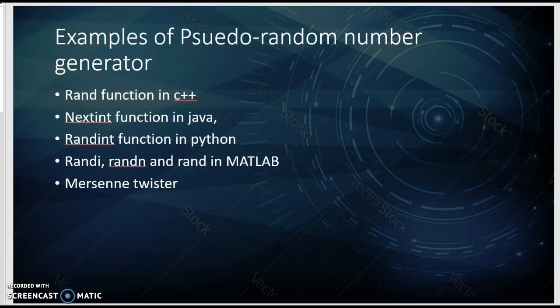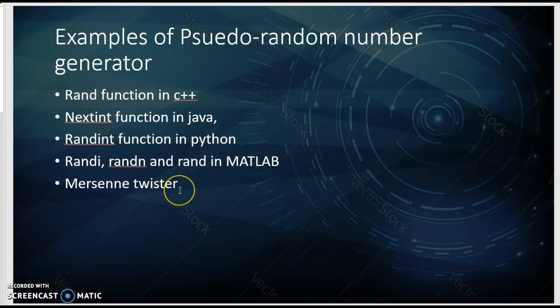And we have a couple of examples of pseudo-random number generators. For example, we have a list here, and the first one is the rand function in C++. We have the nextInt in Java, and we have the randint function in Python. And we also have the randi, randn, and the rand function in MATLAB.